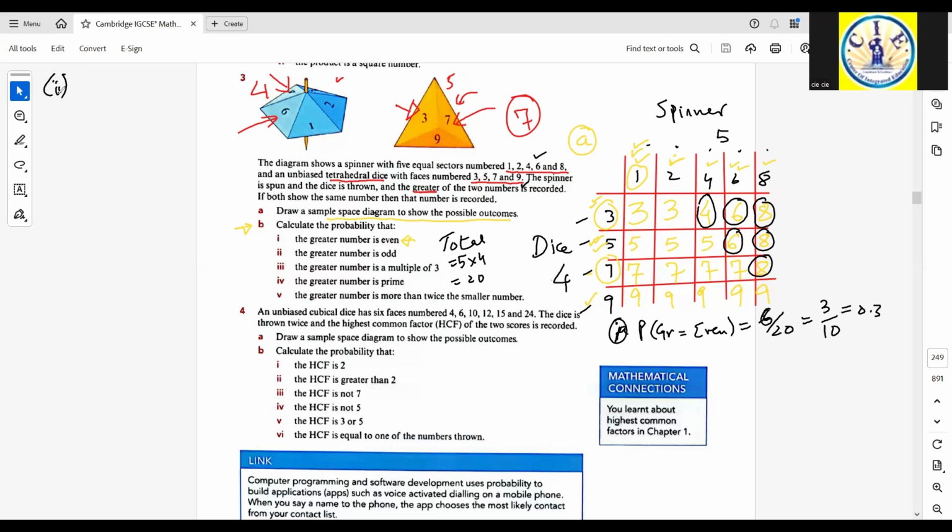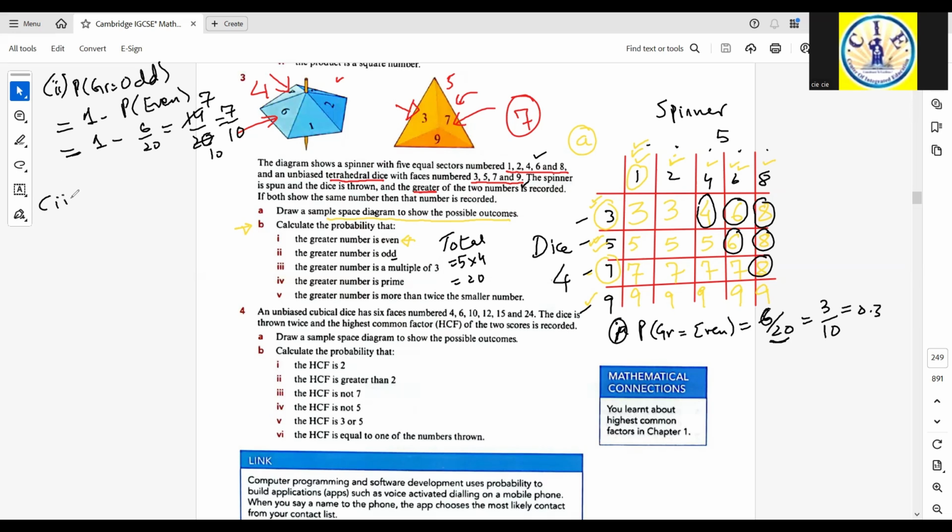I'm writing it here. The greater number is odd. From the total 20, 6 times we were having even numbers. So that means probability of the greater number to be odd is 1 minus probability of the greater number to be even. So that was 1 minus 6 by 20, which will give us 14 by 20. So simplifying them together, 2 7s are 14 and 2 10s are 20. So the answer is going to be 7 by 10.